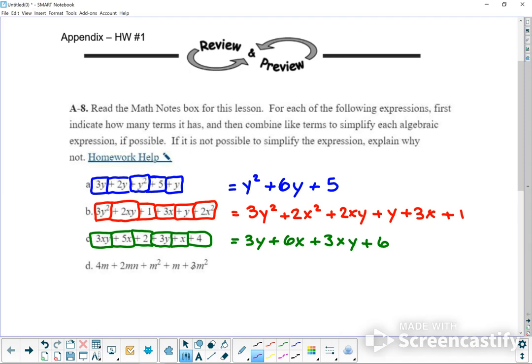Okay, last one. Let's start with m squares, right? So anything else with m squares? Oh, yes, there is. So 3m squared and 1 more m squared makes 4m squared. Okay, anything with just m's? Sure do. We have 4m and 1m right here. So that makes a total of 5 m's. And anything with m and n's together? Right, so that's plus 2mn.